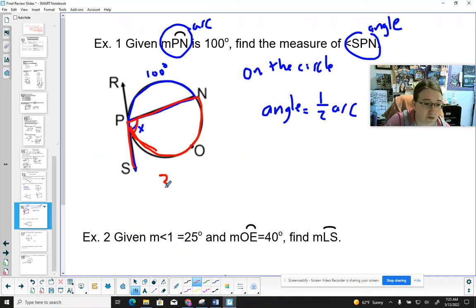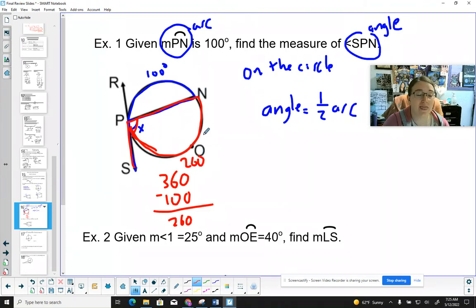Well, a full circle has 360 degrees. I have 100 so far. That would make this one, if I subtract those, 260. That is the arc that goes with the angle that I want. So if I plug in what I have here, again, I still have the 1/2.